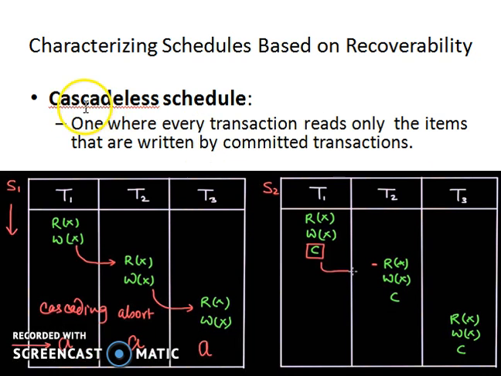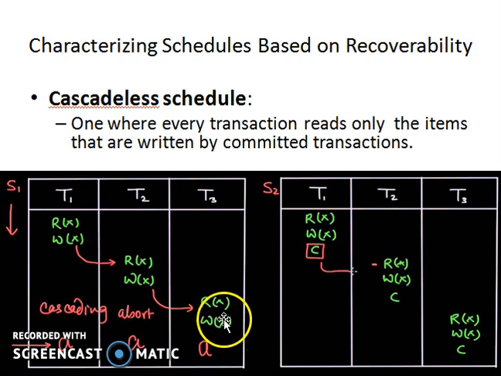The second type of schedule is a cascadeless schedule. Let us consider a schedule consisting of three transactions T1, T2 and T3. So consider the scenario that the first transaction is reading data item X and it is writing the same data item X that has been taken by the second transaction, and the second transaction is also modifying the same data item X. After that, the third transaction is also modifying the data item X.